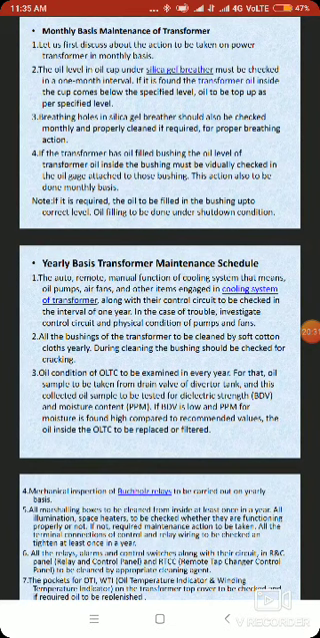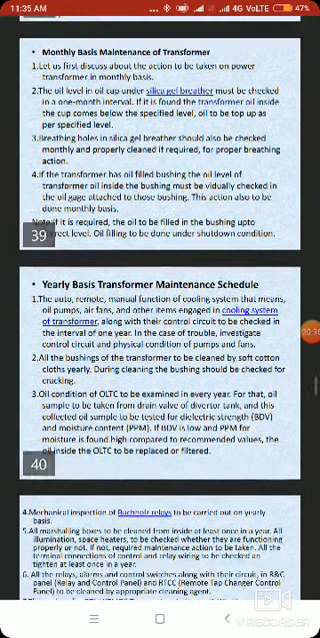All the bushings of the transformer are to be cleaned by soft cotton cloth yearly. During cleaning, the bushing should be checked for cracking. The cloth should be soft, and we should make sure that no portion of the cloth remains on the bushing. Bushing should be cleaned, and during cleaning we should also check that there is no crack. So inspection of the bushing is to be done along with the cleaning.